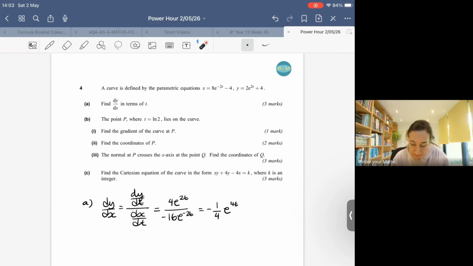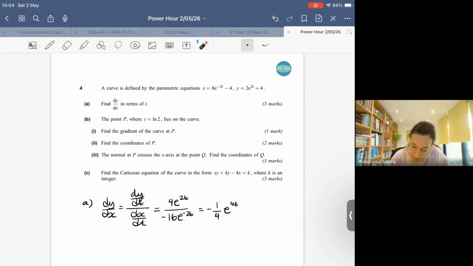Then point P when t is ln 2 lies on the curve, and we have to find the gradient of the curve at P. The gradient at P. We have the gradient in terms of the parameter. We have the parameter here, so straight away we can find that.